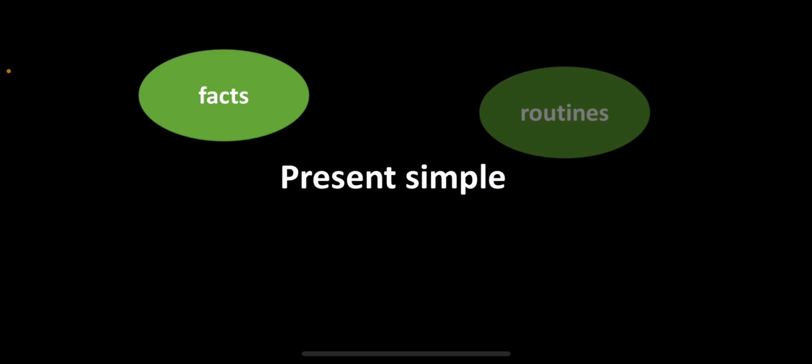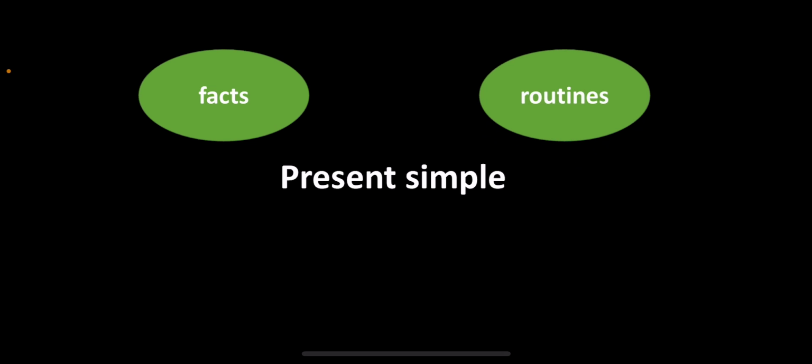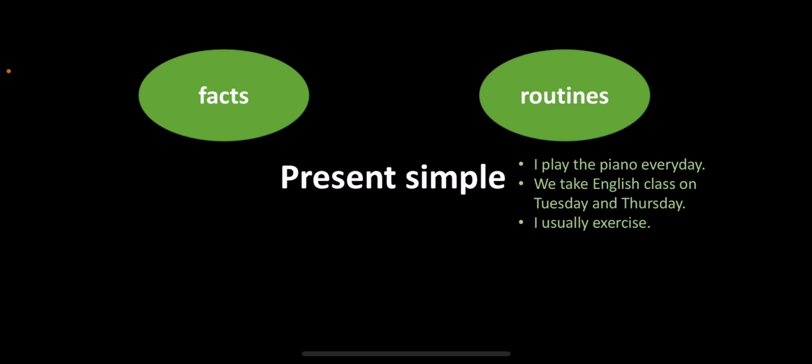We can also use the present simple to talk about routines, right? Things or events that we repeat day by day. For example, I play the piano every day. We take English class on Tuesday and Thursday. And finally, I usually exercise. So, present simple for routines.